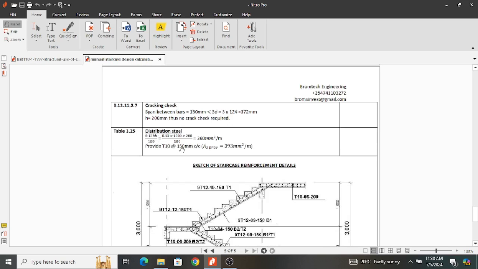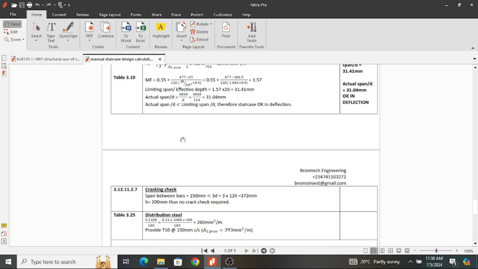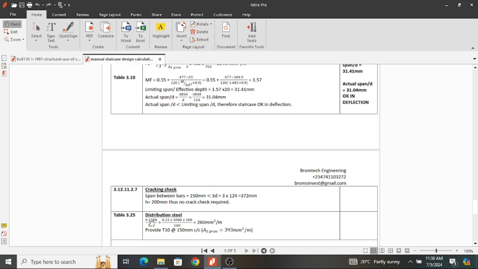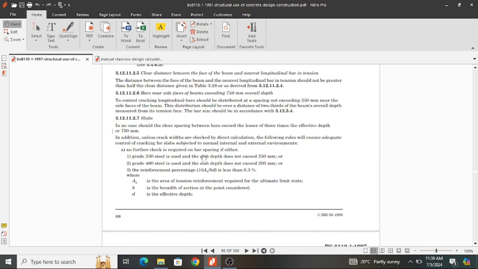The next step is to determine the distribution steel, because remember the steel we have determined is the main steel in our element. So we are now to proceed and determine the distribution steel. Distribution steel in this case is the steel that will be used to hold the main reinforcement in position, because this slab is one-way spanning in only that one direction. So for the distribution steel, table 3.25 governs that you use 0.13 BH over 100.